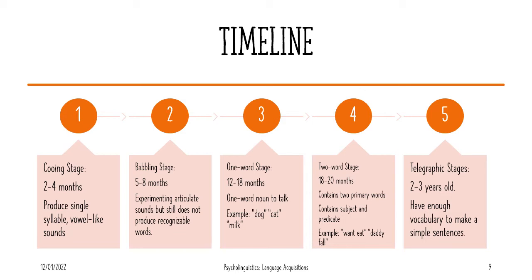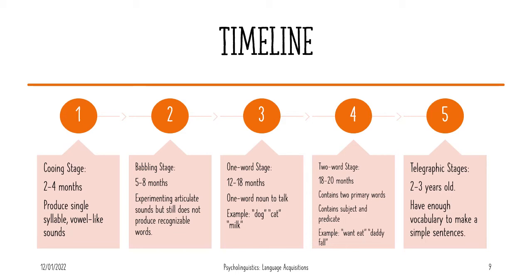The third is the one-word stage. It happens between 12 until 18 months. It is one-word nouns to talk, for example, dog, cat, milk, bag, book, etc.